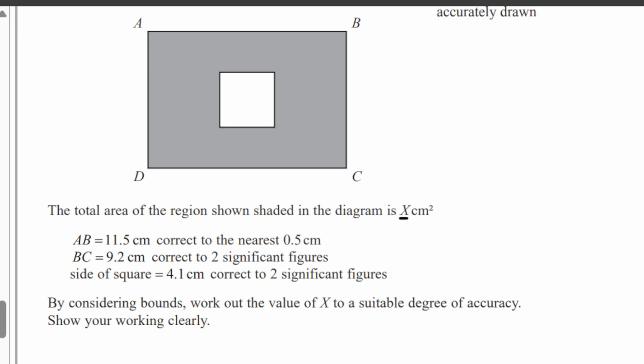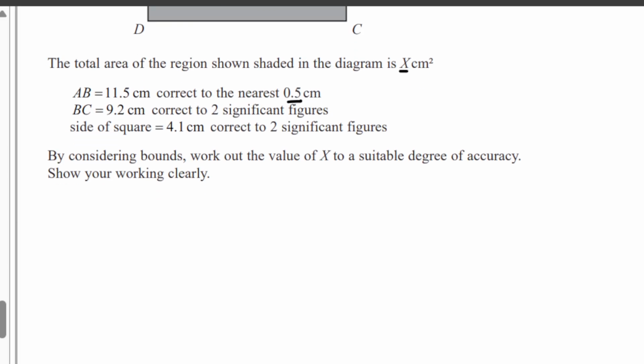AB is 11.5, correct to the nearest 0.5 centimeter. BC is 9.2, correct to 2 significant figures. The side of the square is 4.1 centimeters, correct to 2 significant figures. By considering bounds, work out the value of X to a suitable degree of accuracy. Suitable degree of accuracy. Now, students read this question and they don't know what to do.